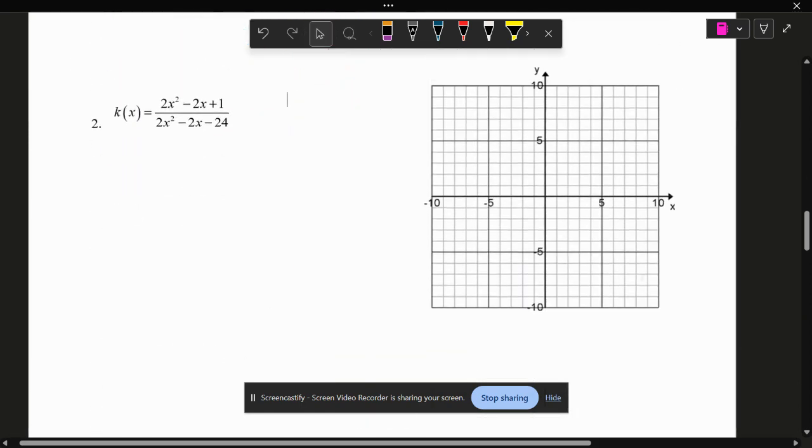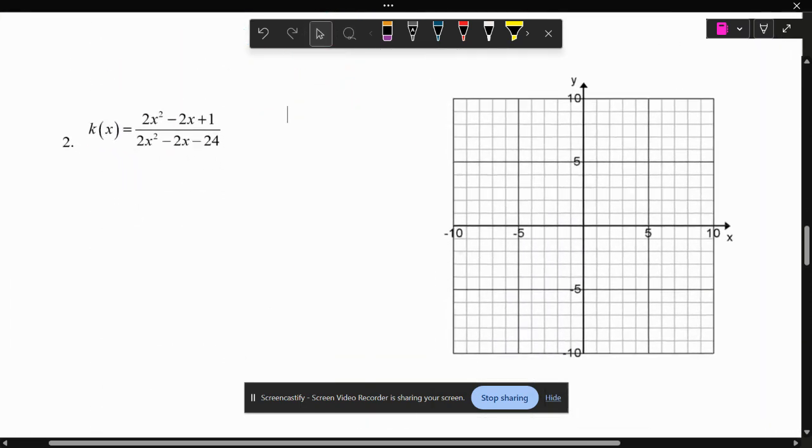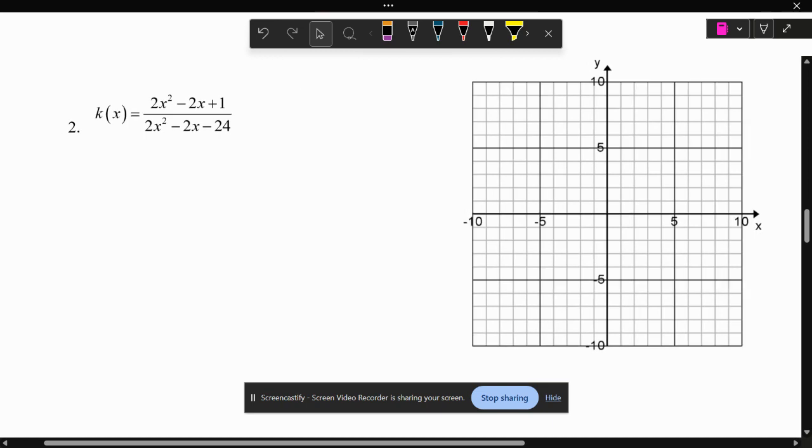All right, we're taking a look now at example number 2. In one of the previous videos, we did example number 1. First thing that we want to do with any of these types is we want to see if we can factor. If you can't factor the numerator, that's fine. You don't have to worry about it. But you at least want to try and factor the denominator.